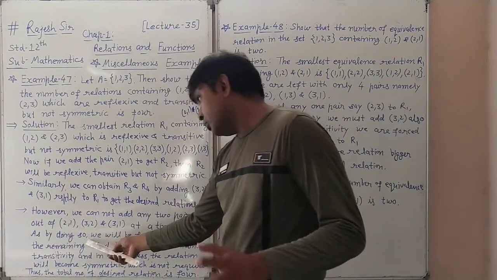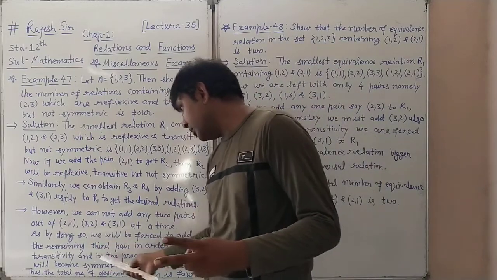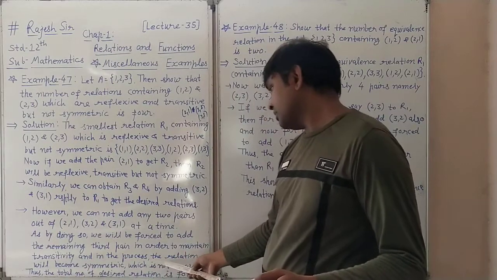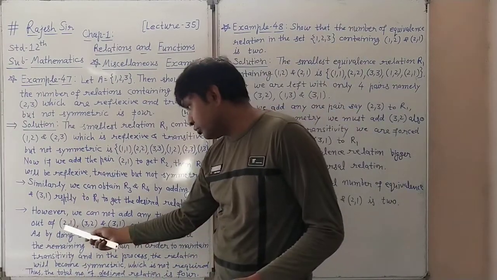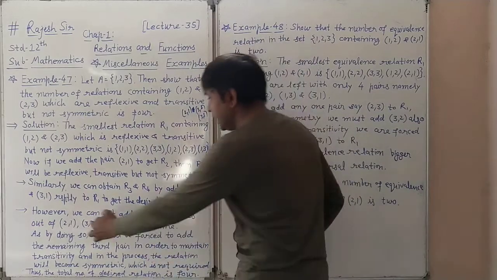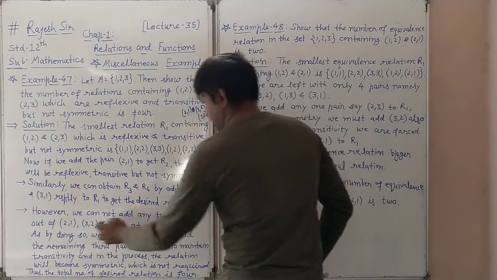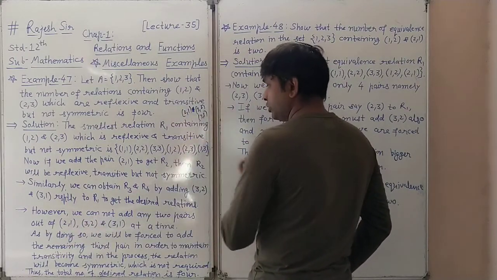By doing so, if we add 2 pairs, we will be forced to add the remaining third pair in order to maintain the transitivity and, in the process, the relation. For example, suppose you are taking these 2 pairs to this 6. You are writing 2 1 here and 3 2 also. If you write 2 1 and 3 2 both.